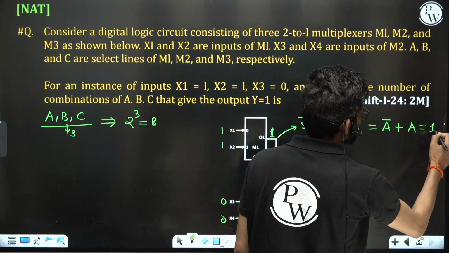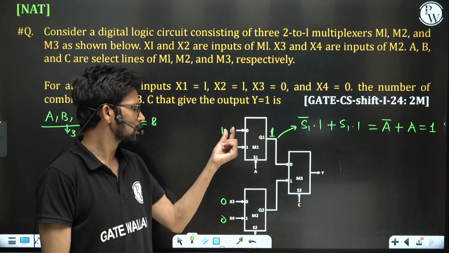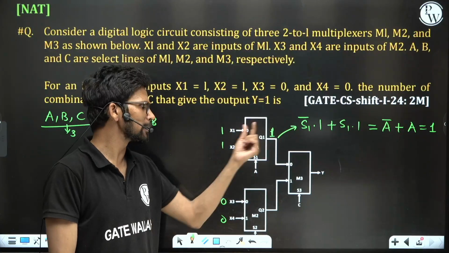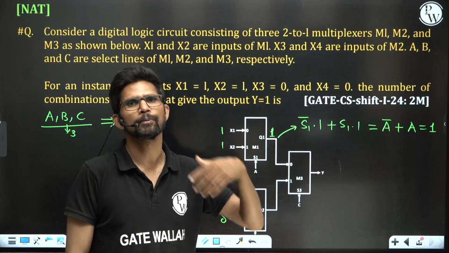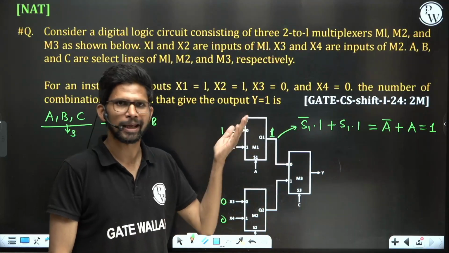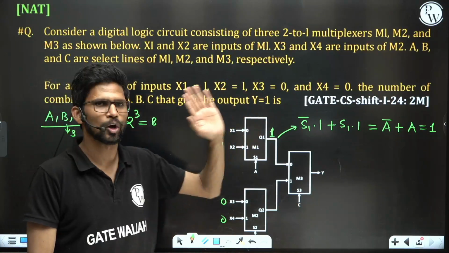A bar plus A is 1, so the output will always be at logic 1, because when A is 0, I0 will be selected and the output will be 1. When A is 1, I1 will be selected and the output will be 1. So the output will be permanently at logic 1, whether you put A as 0 or A as 1. The output will always be at logic 1.